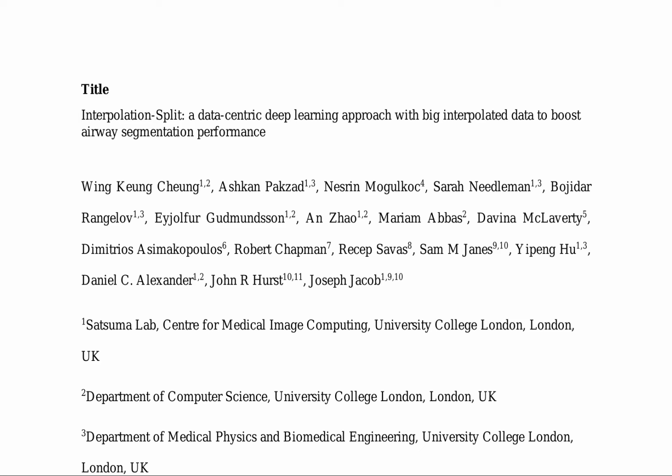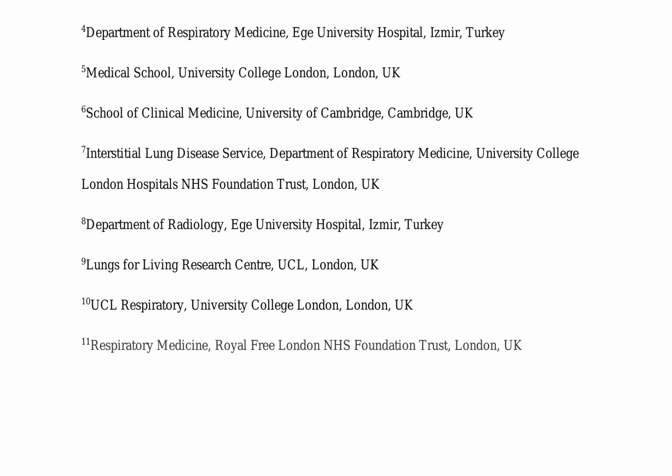Next, we split the interpolated dataset into training and validation sets, which are used to train and evaluate a deep learning model for airway segmentation. This approach offers several benefits, including increased robustness to variations in CT scans, improved model generalizability, and enhanced segmentation accuracy.